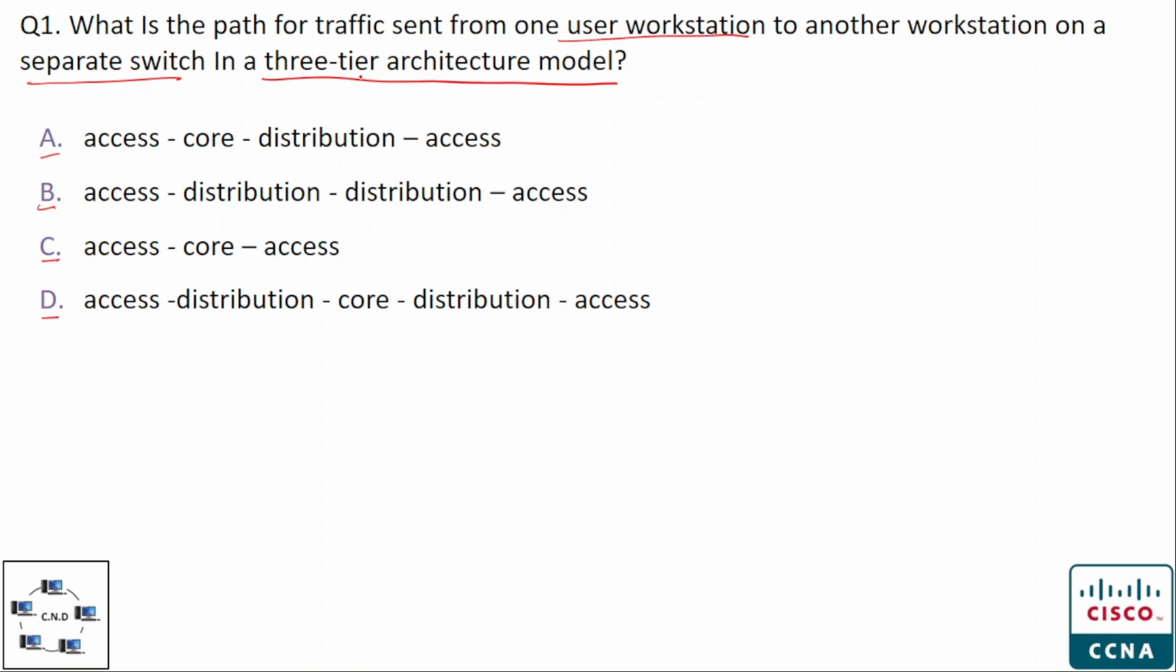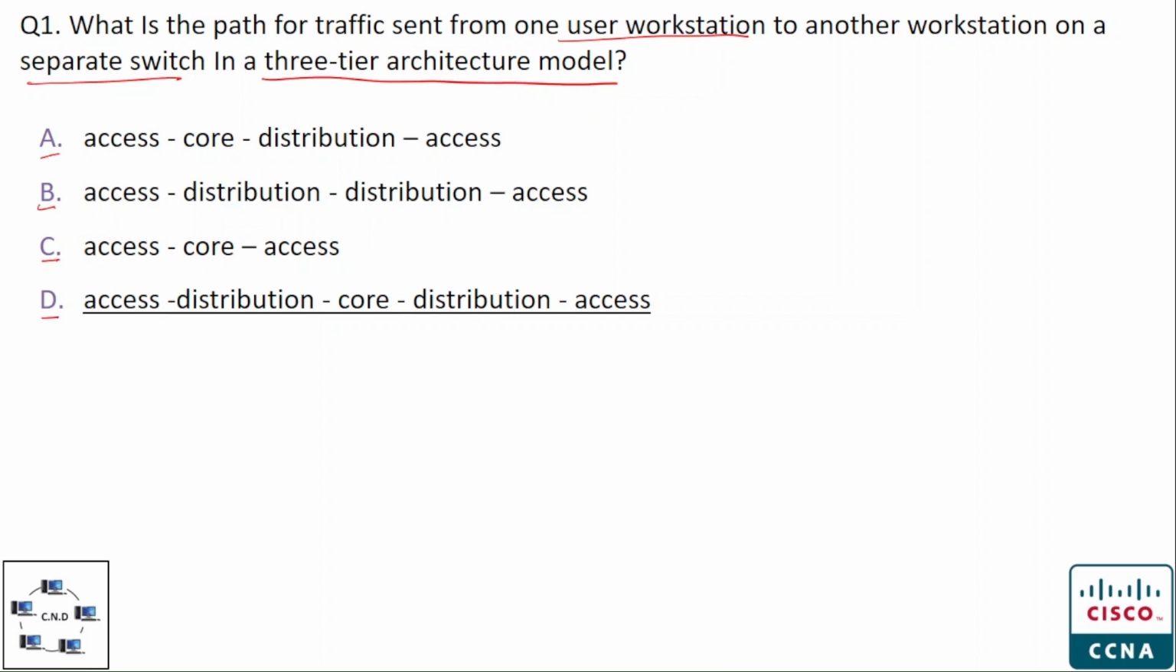So in a 3-tier network architecture, we have 3 tiers. The first one is access, then distribution, and then core. In this question, we have been asked how the traffic moves from one workstation to another when both workstations are on different switches. So the correct answer is answer D, access distribution core distribution access.